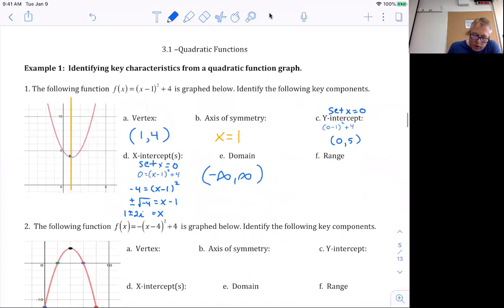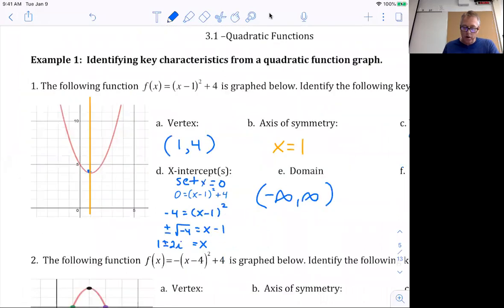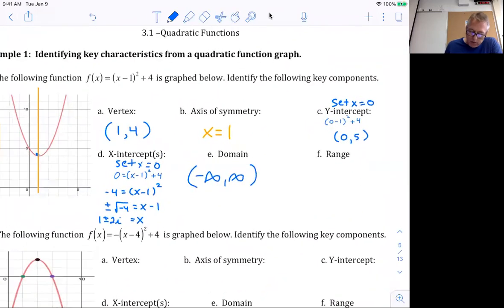The range, if we squish everything onto the y-axis, well, the lowest the y values come down to is right here at 4, which is why that y value of the vertex is so important, because that gives us a cutoff point for the range. So the range is inclusive of 4 to infinity.